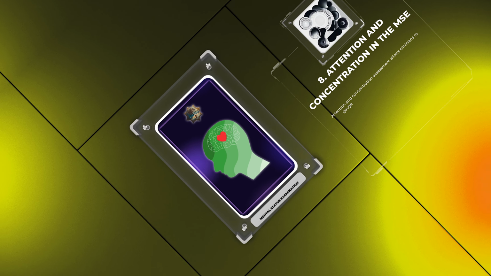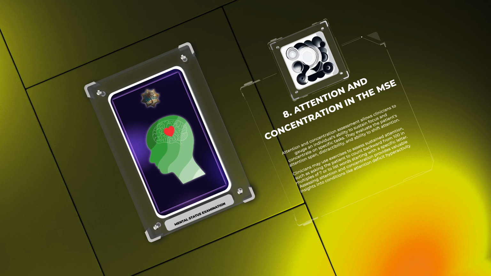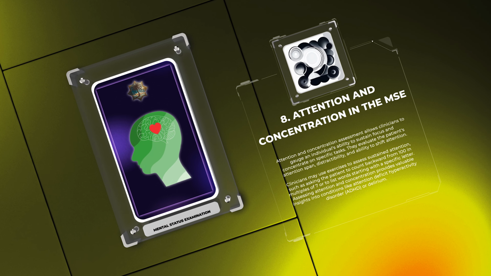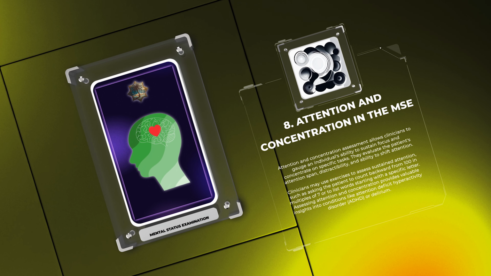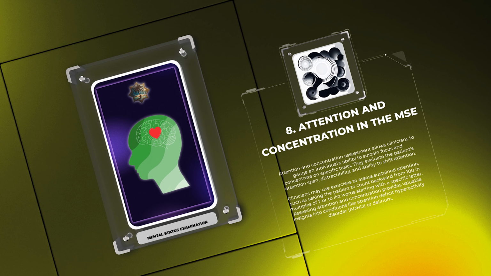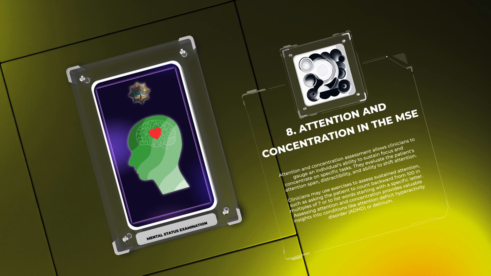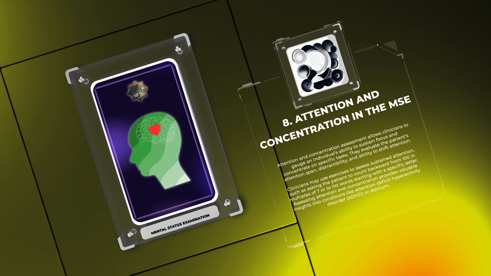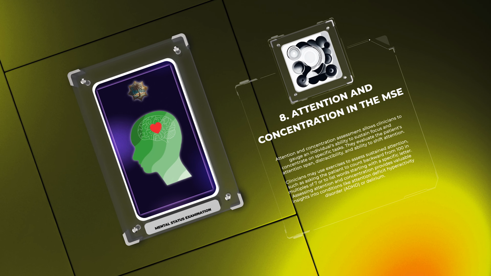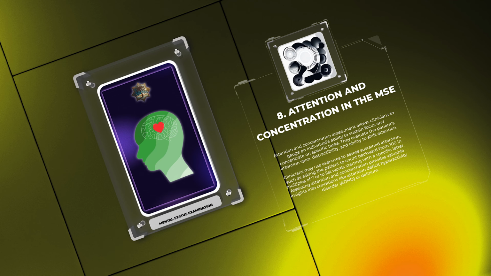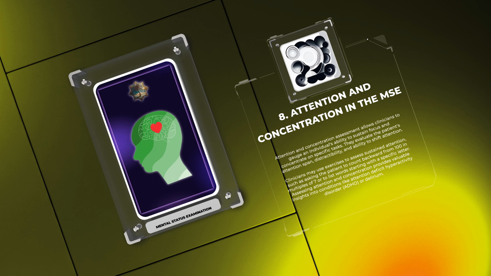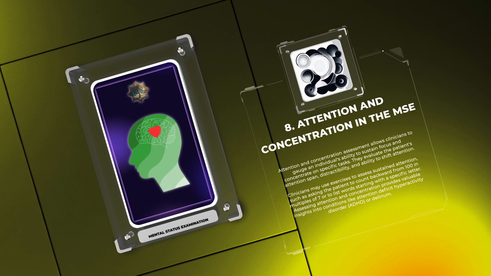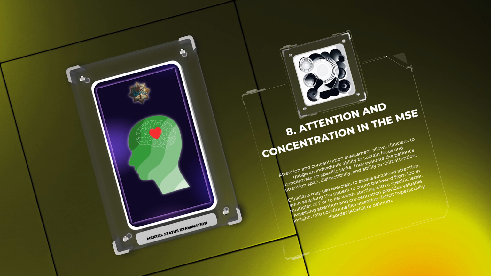Attention and concentration assessment allows clinicians to gauge an individual's ability to sustain focus and concentrate on specific tasks. They evaluate the patient's attention span, distractibility, and ability to shift attention. Clinicians may use exercises to assess sustained attention, such as asking the patient to count backward from 100 in multiples of 7 or to list words starting with a specific letter. Assessing attention and concentration provides valuable insights into conditions like attention deficit hyperactivity disorder, ADHD, or delirium.